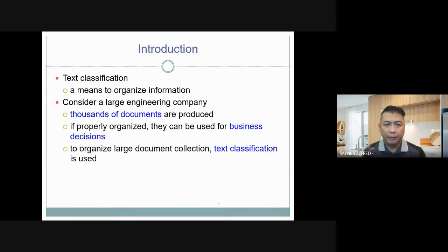So text classification is one of the ways we can organize information. Provided that we have thousands of documents, we want to make use of the information for business decisions. Sometimes we want to look at certain technology or certain concept. So we retrieve all the documents related to that concept or area, and then we perform some analysis, and then we can make some decision.